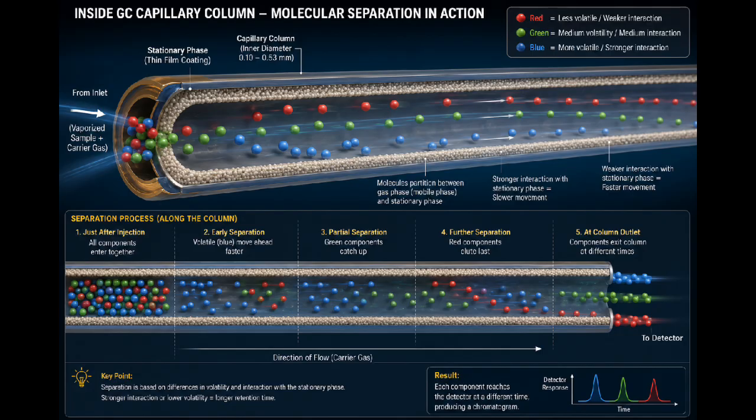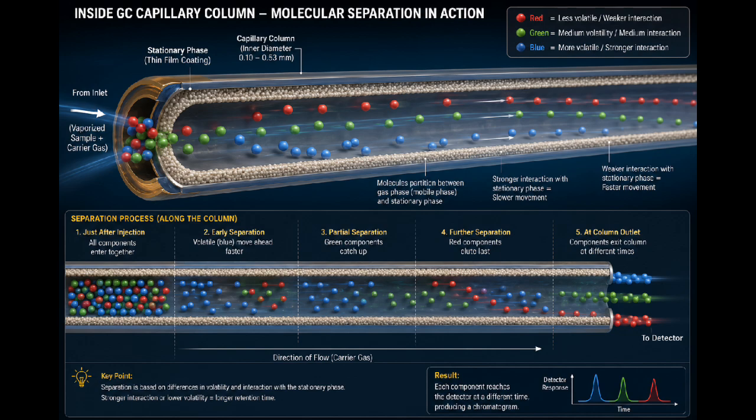Separation inside the column. Inside the column, different compounds interact differently with the stationary phase. Compounds with lower interaction move faster and elute earlier, while compounds with stronger interaction take more time to come out. This time is called retention time.